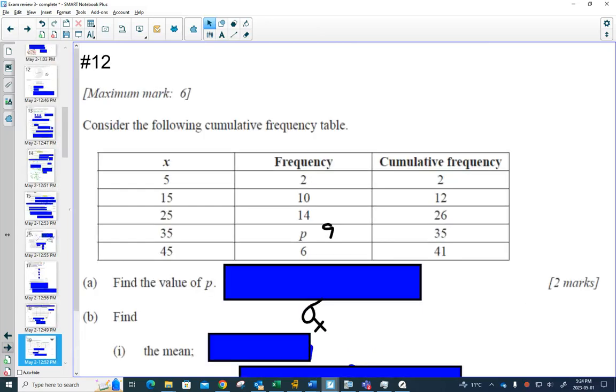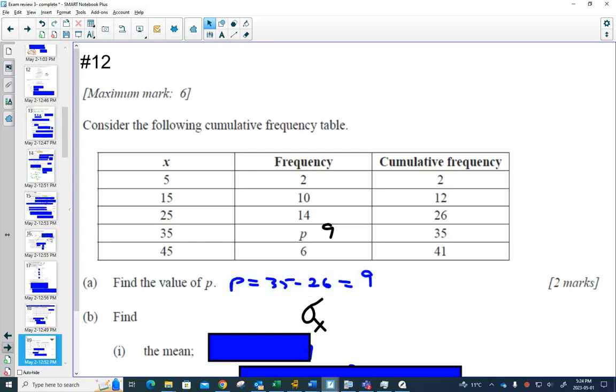And our last question. Consider the following frequency table. We've got a cumulative frequency, so notice that this number here is always this. 2 plus 10 is 12. 12 plus 14 is 26. 26 plus what is 35? That tells us that P has to be 9.